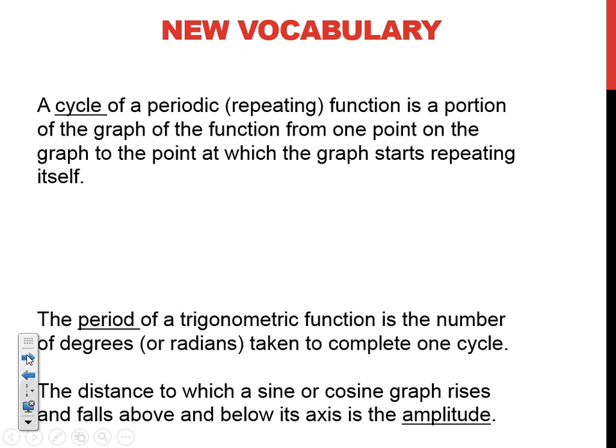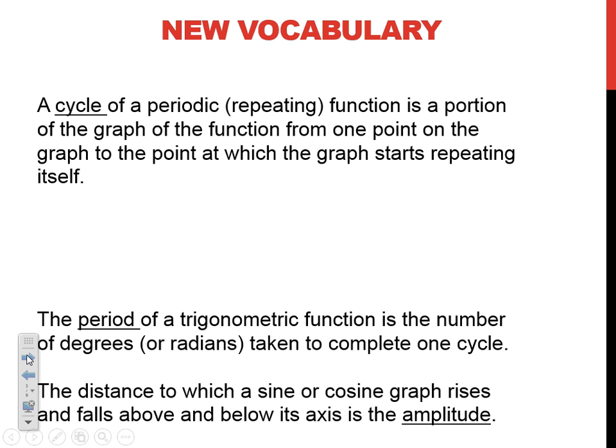All right, ladies and gentlemen, these are very, very important things that you have to get written down in your notes. Okay, a cycle of a periodic repeating function is a portion of the graph of the function from one point on the graph to the point at which the graph starts repeating itself. So what a cycle means is it's going to repeat itself. The same thing is going to happen over and over again.